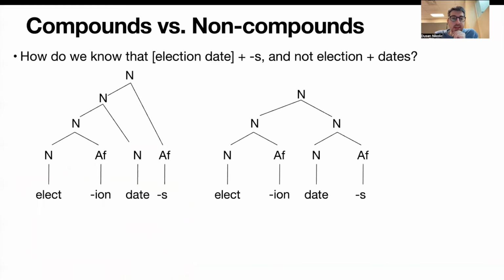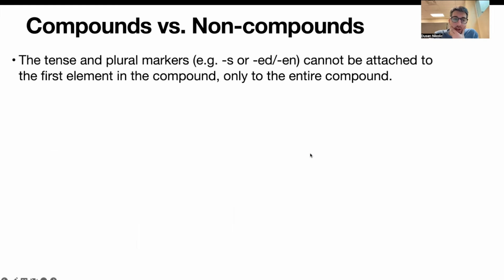Or this word. So how do we know that it's election date? So election date plus s, the whole thing, and not election plus dates, not this one. So we have election and then we add dates. So this is not a proper form. How do we know this?